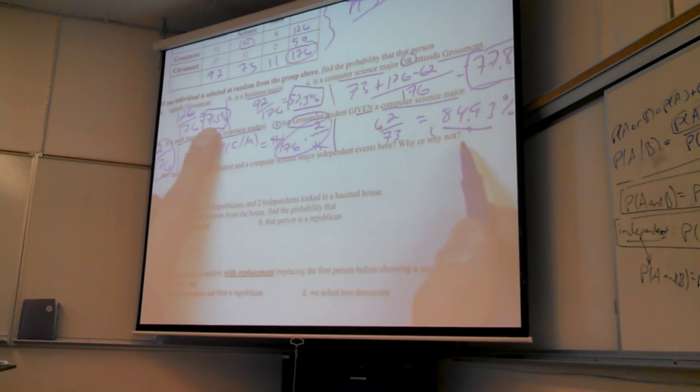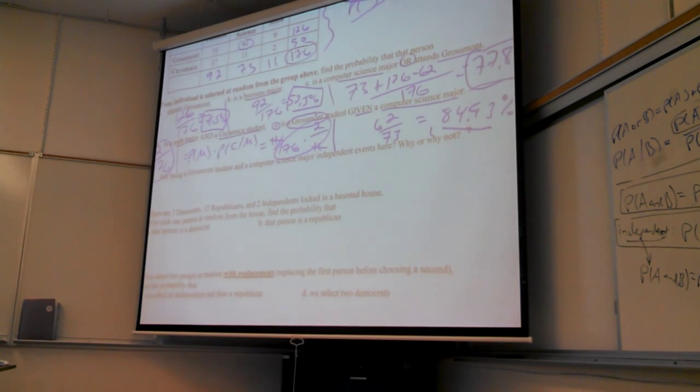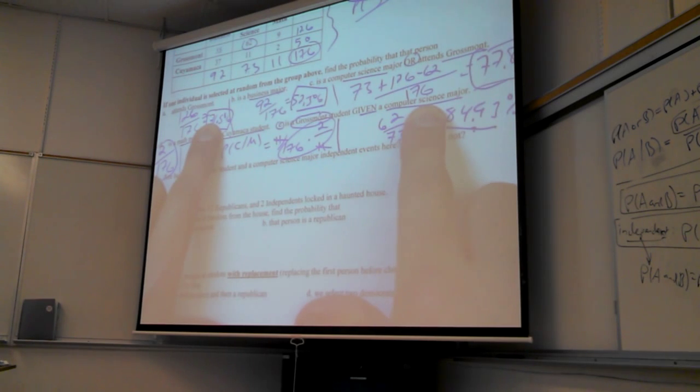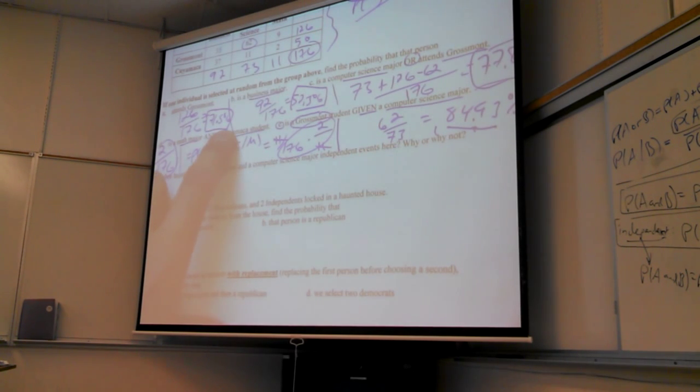How do you check to see if two things are independent? You see, given that one thing happened, does the probability of the other thing change? So you've got to compare Grossmont given computer to what Grossmont used to be. And if I tell you they're a computer science major, the Grossmont students only skyrocketed, right? Went from 71.5 to 85% almost.